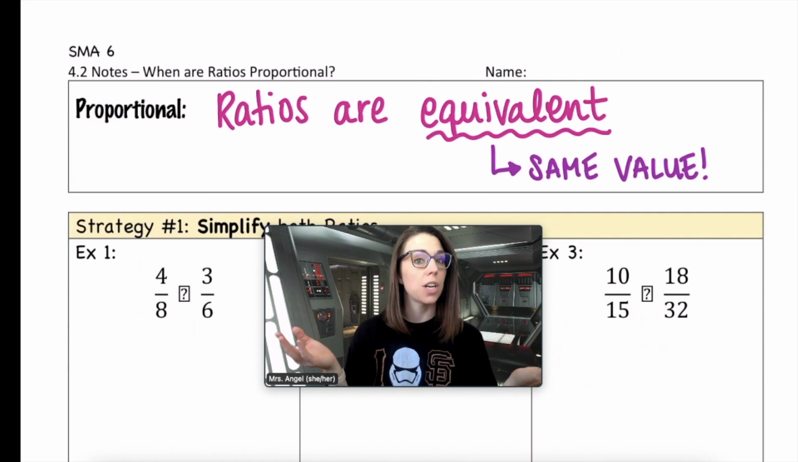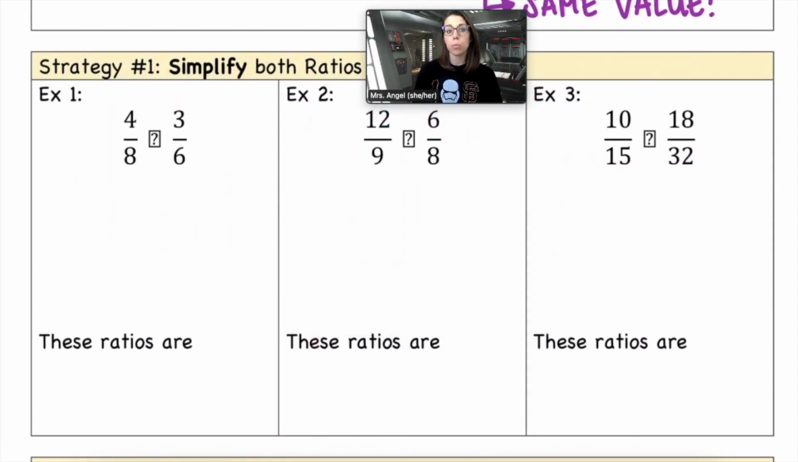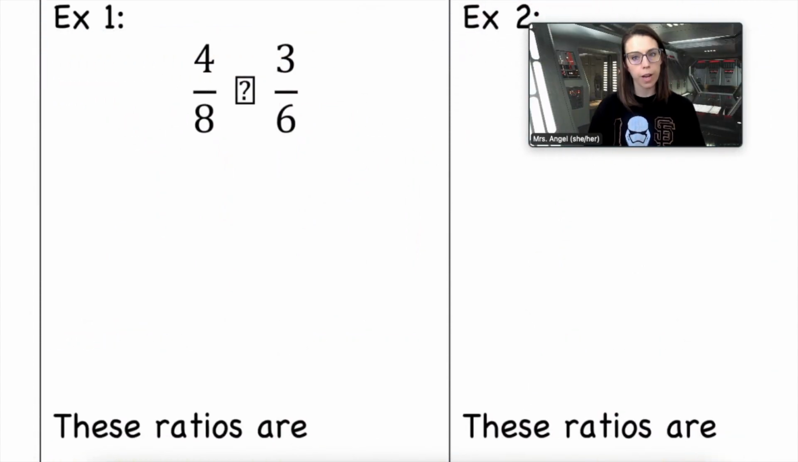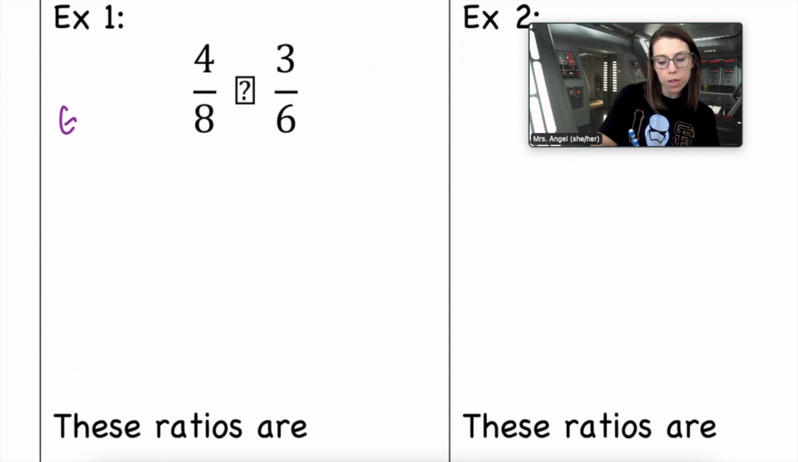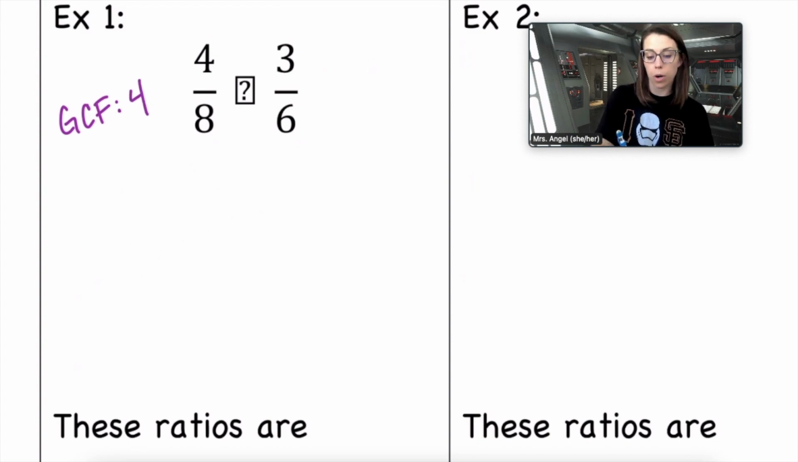So let's get started. Strategy 1, we're going to put both ratios in simplest form. And if they're equal, they're proportional. If they're not equal, they're not proportional. Let's look over here at example 1. To simplify both fractions, we need to find the greatest common factor of both. I know that the greatest common factor, or GCF, of 4 and 8 is 4. And the GCF of 3 and 6 is 3.